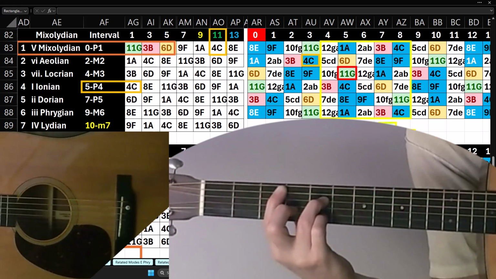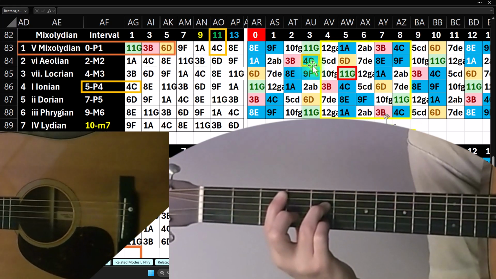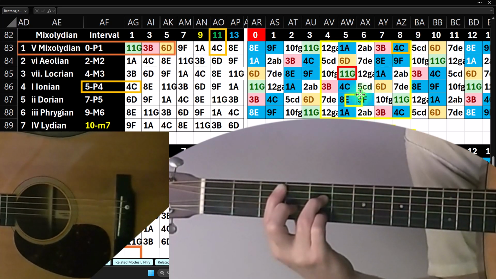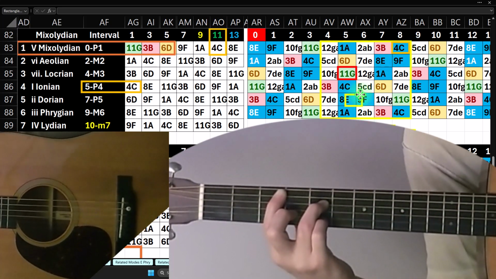Alrighty. So let's do the next one. Let's go up another string. Boom. Up to here. So now we're going to say inverse distance. So I'm looking for a 5-note away perfect fourth.